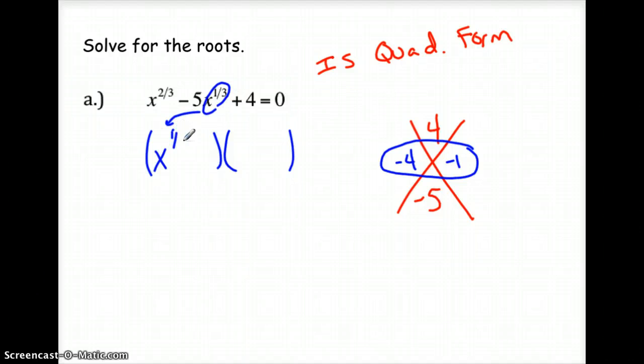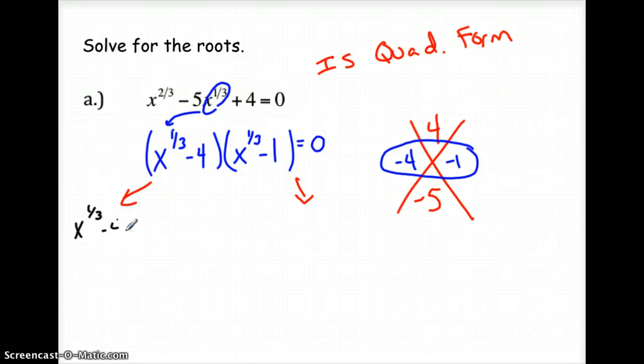x to the 1/3 minus 4, x to the 1/3 minus 1. These numbers again are coming from the x puzzle. So that would take care of factoring, but it asked me to solve, so I need to keep going. And we know that since these two things multiply to 0, then one or both must be 0. So let's set these separately equal to 0. x to the 1/3 minus 4 equals 0. x to the 1/3 minus 1 equals 0. And then solve these real quick.